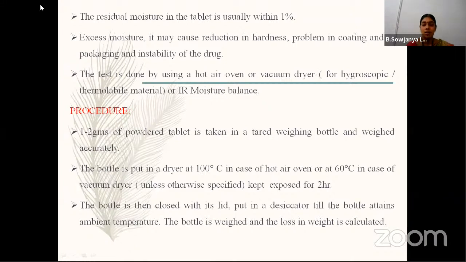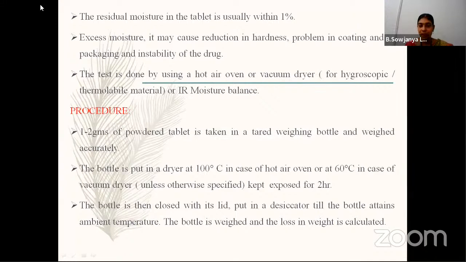Unless otherwise specified, in that case only we have to follow the specified standard values and temperature conditions. The powder that we crushed will be placed in a tared weighing bottle, and the bottle is placed in suitable equipment like either a hot air oven or a vacuum dryer, which is exposed for nearly 2 hours.